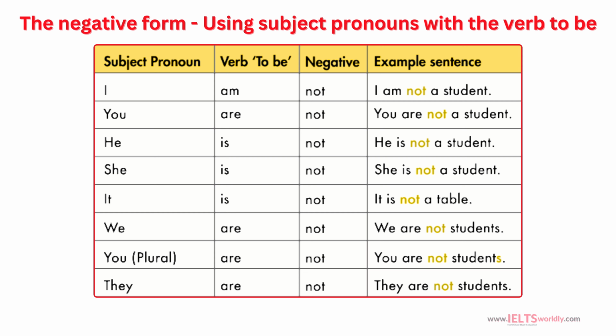It is not. It is not a table. We are not. We are not students. You plural are not. You are not students. They are not. They are not students.